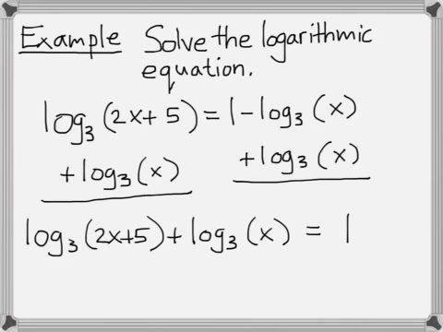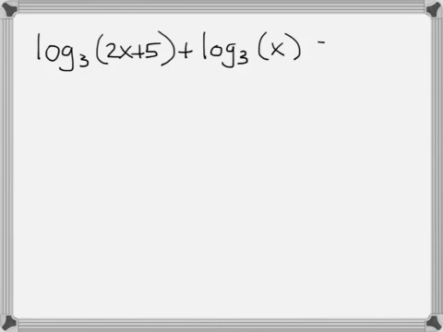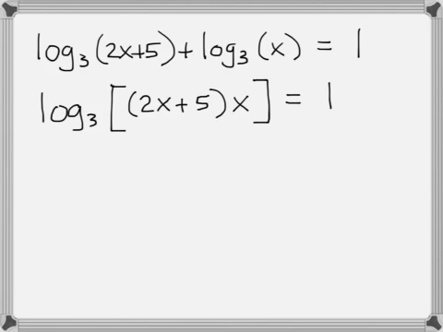So here's what I had, and what I'm going to do is use the rules of logarithms, and I've got the sum of two logarithms over there on the left hand side. So one of the rules of logarithms says if you have that, then you can rewrite that as a single log by multiplying on the inside there. So I have log base 3 of (2x plus 5) times x equals 1. So now I have what I need here. I have a single logarithm over on one side, and over on the other side I have a number.